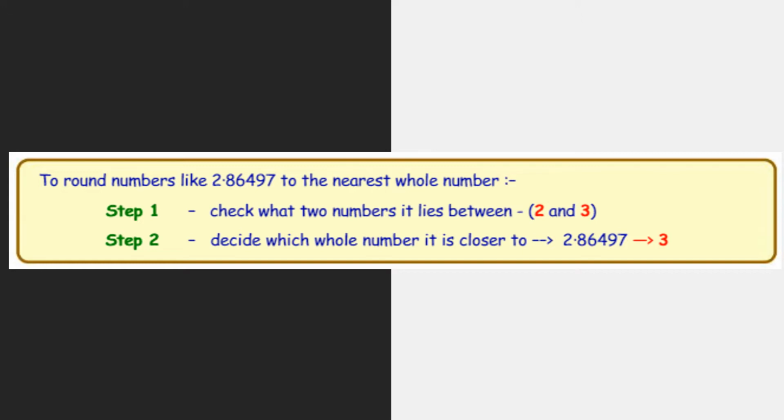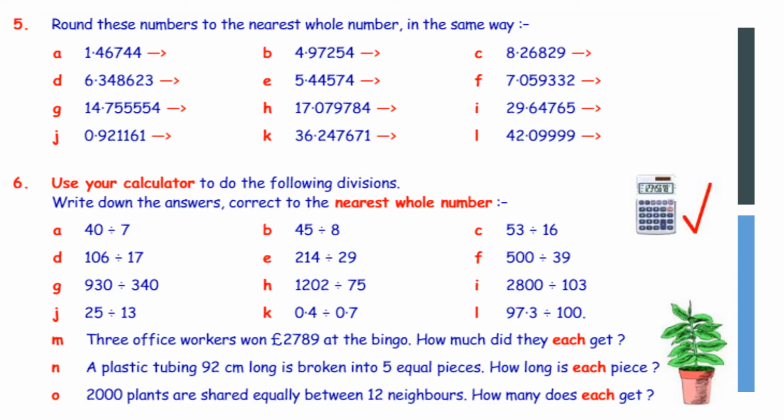Okay? So let's look at some examples. Now, number 5 is very straightforward. It's just rounding up. These numbers look frightening because they're very long, but you're just looking at the first decimal place. Watch out for F, H, and L. Now they have got a 0 in the first decimal place. Okay?